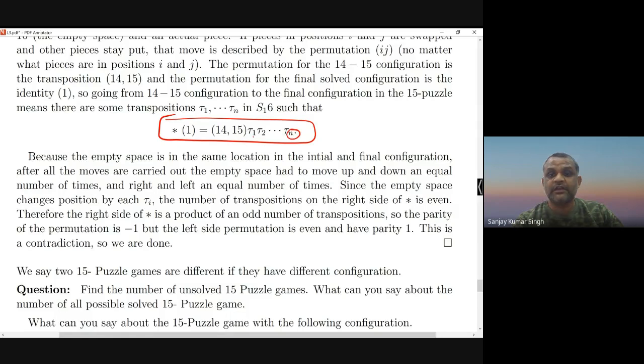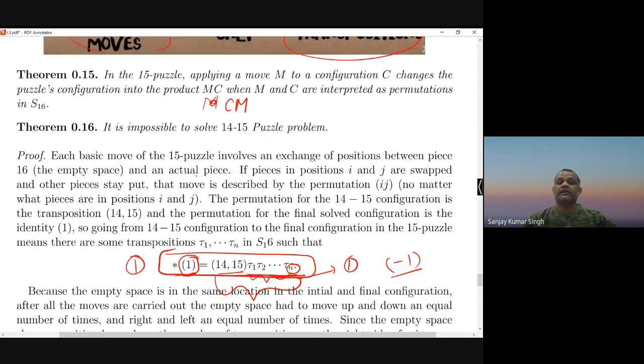So since n is even, what is the product of these? It will be an even permutation. And what is the parity of this permutation? It will be 1. And what will be the parity of the whole permutation? It will be -1. Why? Because this is even, this is odd. So finally you will get an odd permutation, so you will get a parity of -1. But what about here? This is the identity and hence it is an even permutation, and the parity is 1. So it gives you a contradiction, and this means whatever you thought, that this problem can be solved, it cannot be solved.